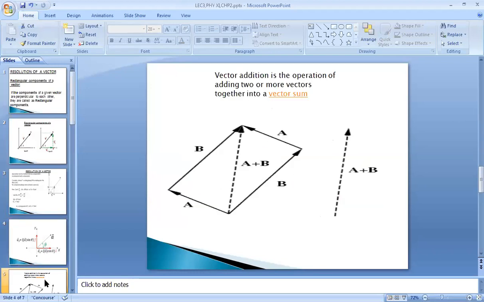So students, you can see here in this slide, this is the addition of vectors, which is a more lengthy topic and needs more explanation. So, inshallah, I will explain it in the next video. Hope you understand the resolution or breaking of a vector.